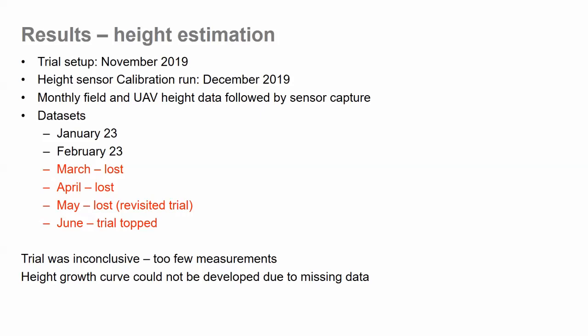We initially scheduled monthly field and UAV height measurements. However, due to the level 3 and level 4 coronavirus restrictions, we lost 3 of the measurement dates. Because of this, we deemed that it was impossible to develop an accurate height growth curve for the seedlings, and we could not conclusively test the sensors. We had to abandon the height estimation project and refocus on other aspects.